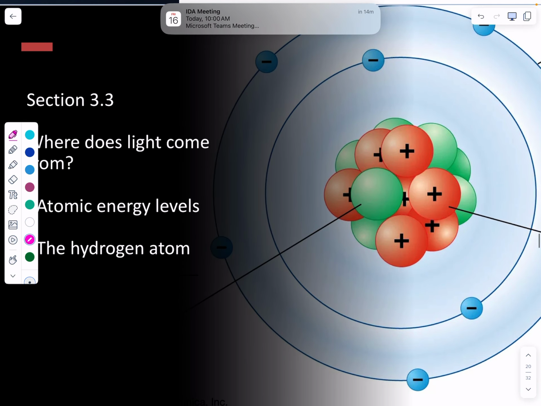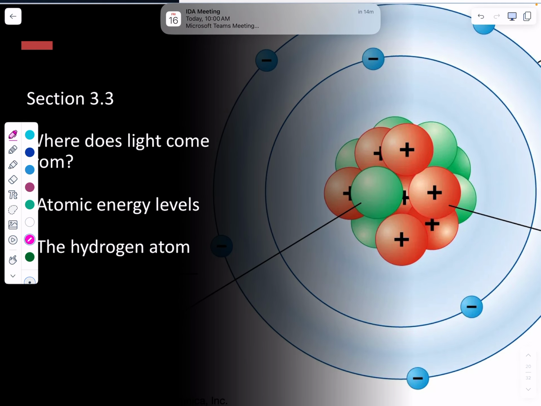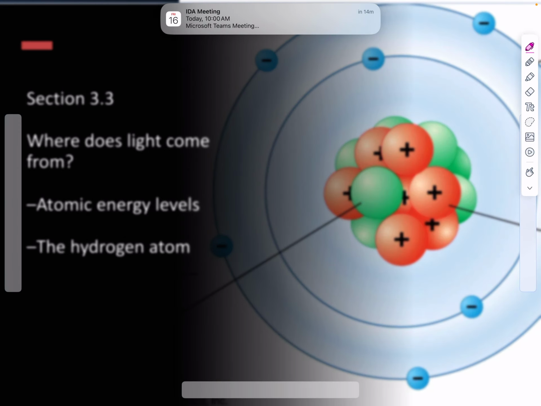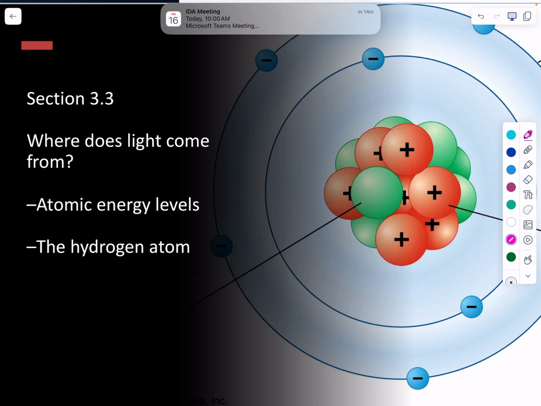All right, you know what? We're not going to cover all of section 3.3 in 4 minutes. So that's not going to be on the exam. Thing number one, not on the exam.